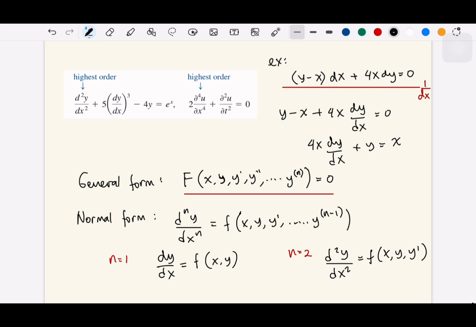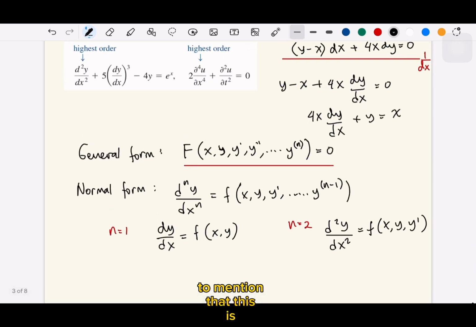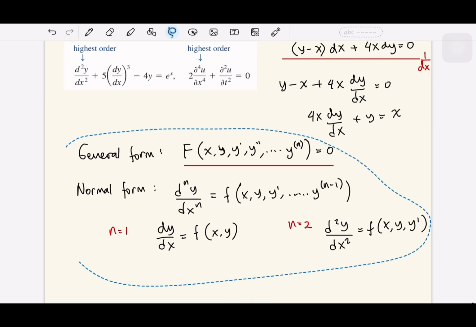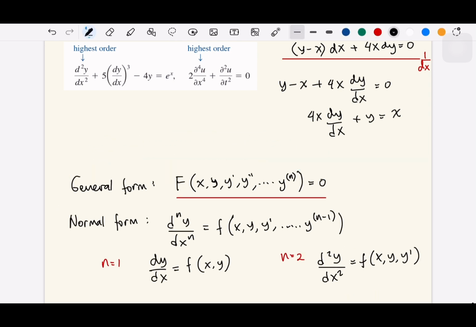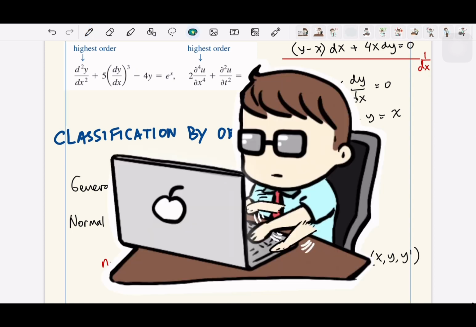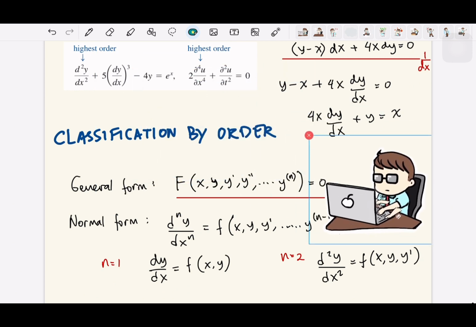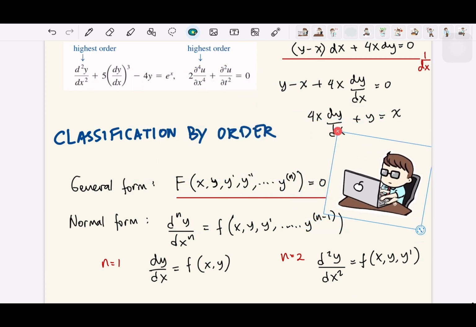I think I can write something here to mention that this is classification by order. So this is classification.